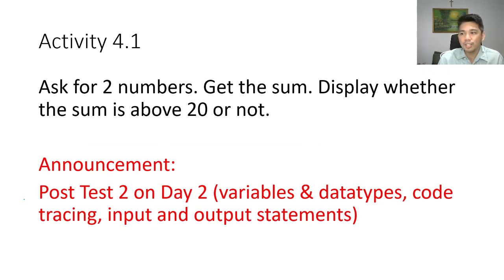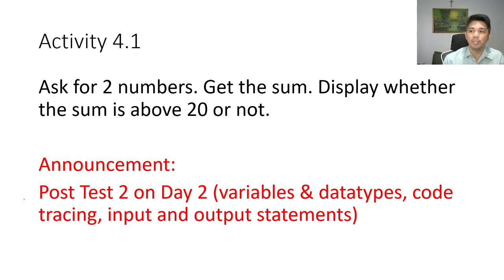Gawin nyo to. Ask for two numbers from the user. So, magpa-prompt kayo twice. And then you need to declare two variables. Yung unang number, doon nyo ilalagay sa isang variable. Yung pangalawang number, ilalagay nyo sa pangalawang variable. And then afterwards, you process it. Create a third variable. Anong laman ng third variable? You get the sum. Yung num1 plus num2. And then, i-display nyo kung ano man yung sum. Now, the next thing you will have to do is display if the number is above 20 or not. So, tingnan natin kung paano nyo ilalagay yung mga conditions.